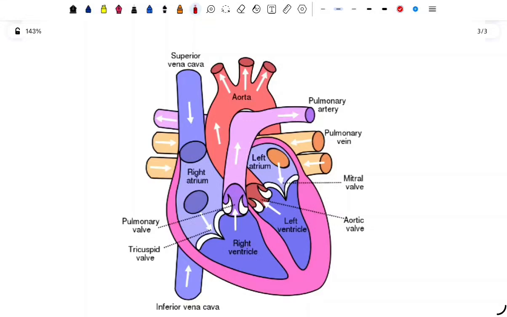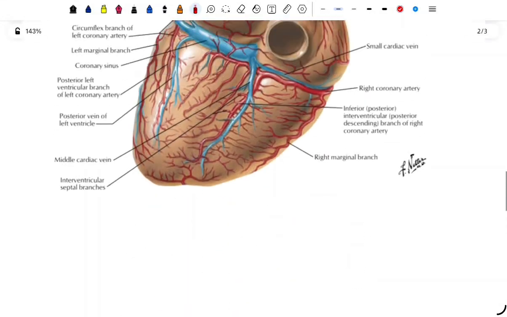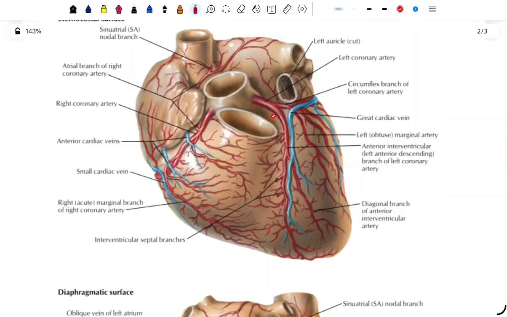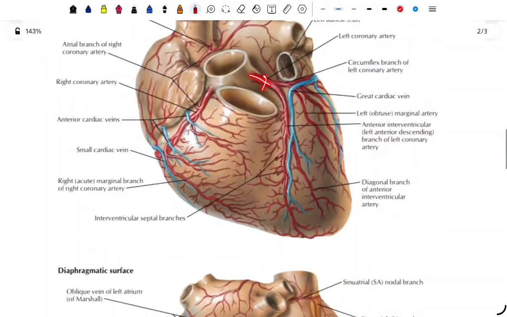The heart is also a muscular organ which needs blood. So how does the heart get oxygenated blood? This is the ascending aorta, and the heart gets oxygenated blood from the ascending aorta. This is called the right coronary sulcus, and this is called the left coronary sulcus. This artery is called the right coronary artery, and coronary means heart, and this is called the left coronary artery.